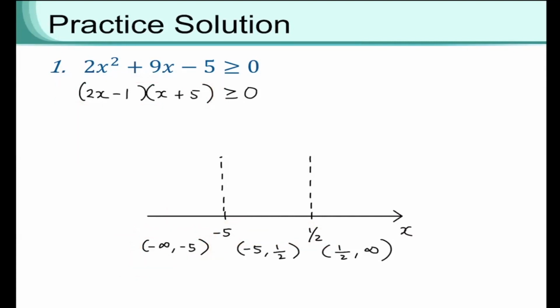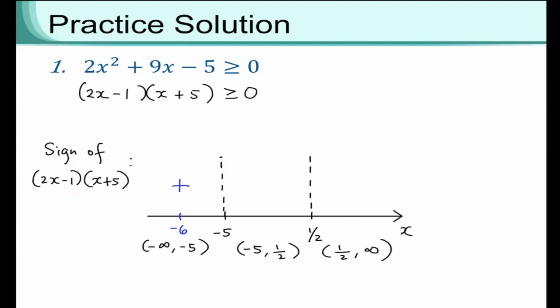Let's say a number in this interval, let's choose negative 6. So if we choose negative 6 here, let's find the sign of this product. You have here 2x minus 1 times x plus 5. So if x is negative 6, this factor, 2x minus 1, is negative, and then times negative 6 plus 5, which is again a negative number. So negative times negative will give us a positive product.